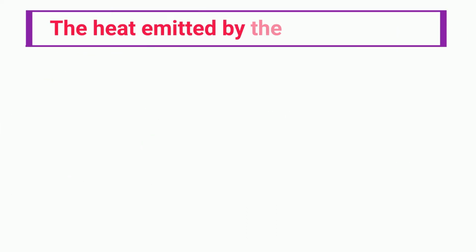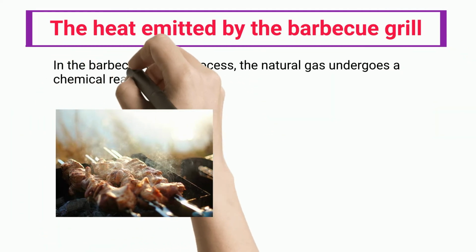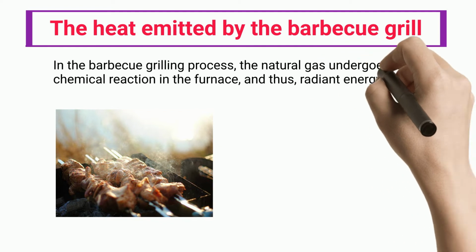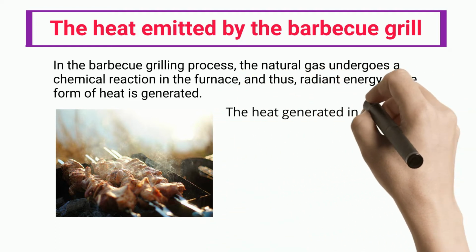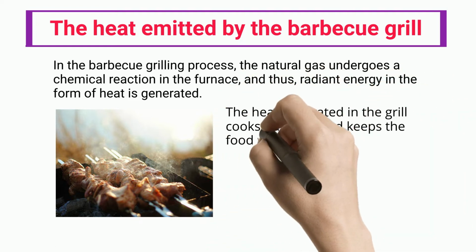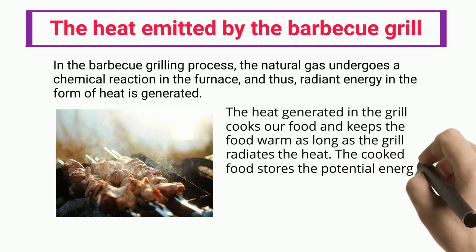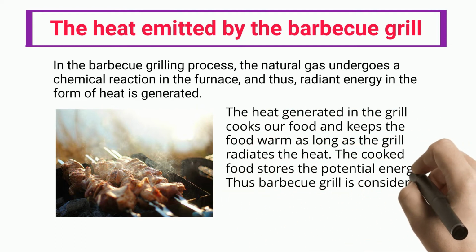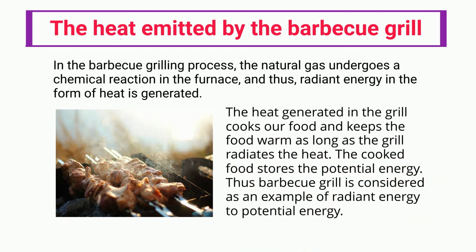The heat emitted by the barbecue grill. In the barbecue grilling process, the natural gas undergoes a chemical reaction in the furnace, and thus, radiant energy in the form of heat is generated. The heat generated in the grill cooks our food and keeps the food warm as long as the grill radiates the heat. The cooked food stores the potential energy. Thus, barbecue grill is considered as an example of radiant energy to potential energy.